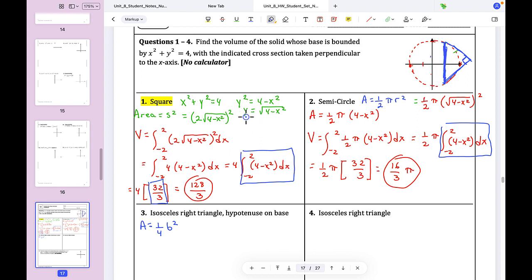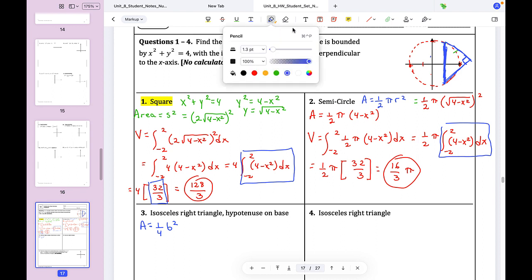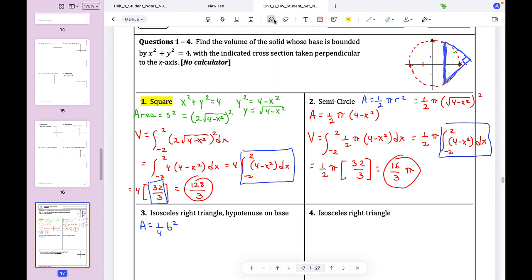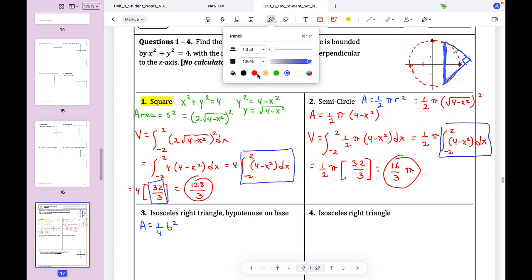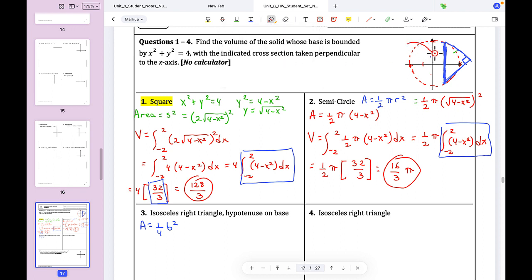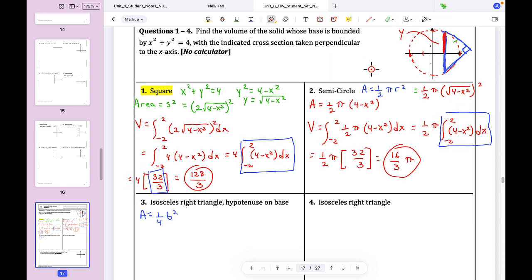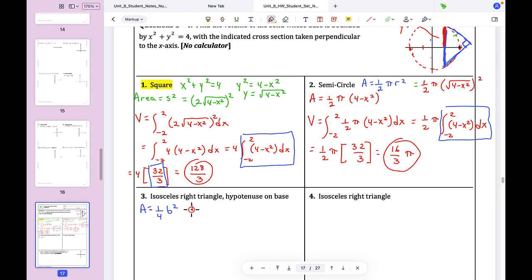Okay, similar to the square, this part right here, that's going to be y. So my base is 2y, right? My base is 2y. So my base is 2 times y, which is the square root of 4 minus x squared.